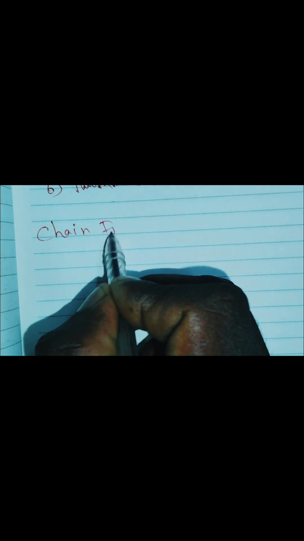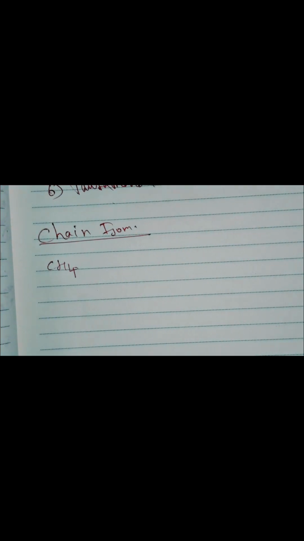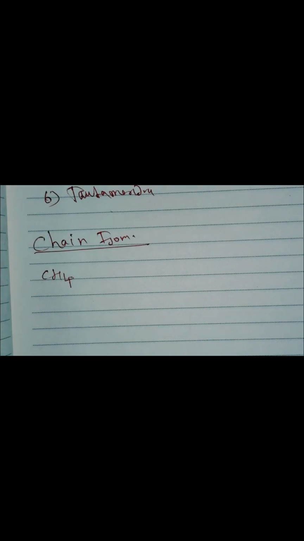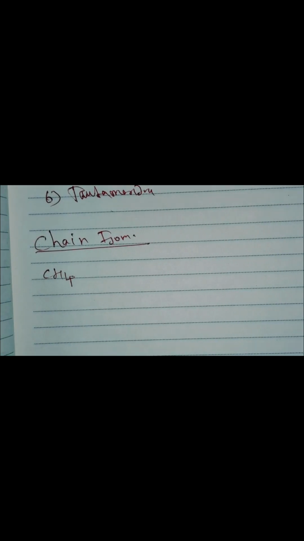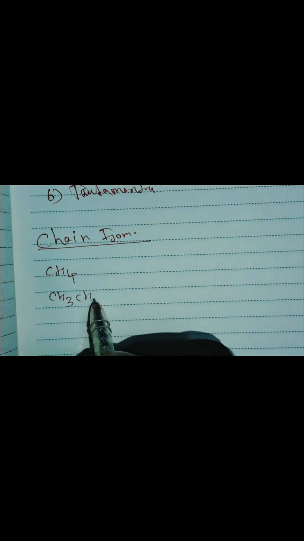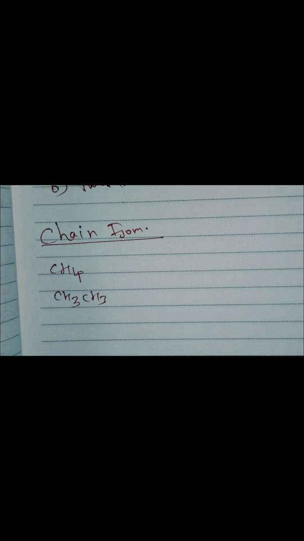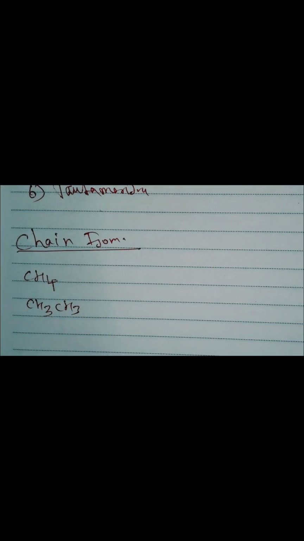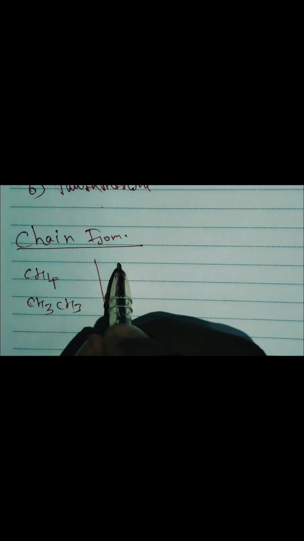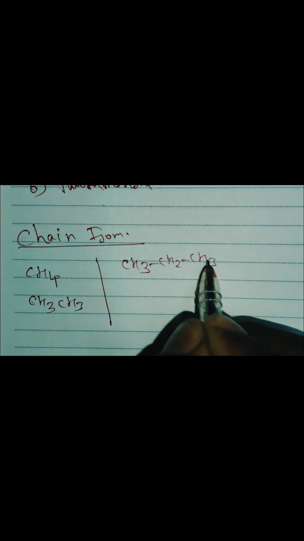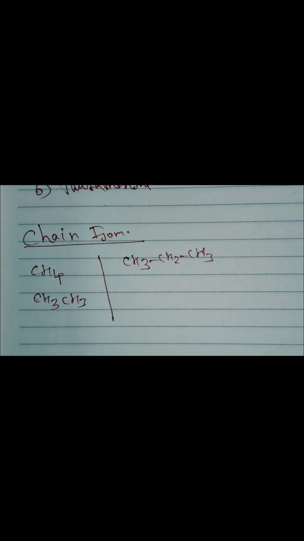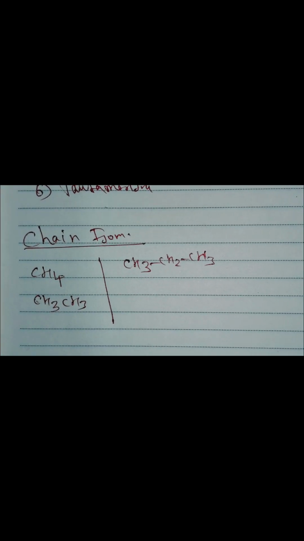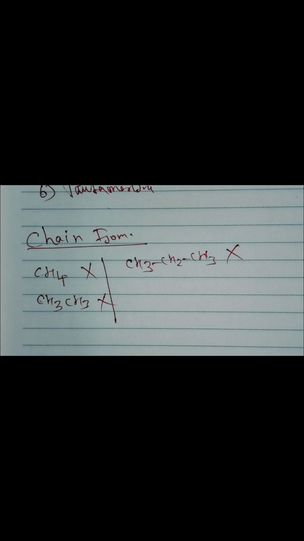The first category is chain isomerism. In chain isomerism, only the chain length is changed. For example, take the methane molecule. Methane is not a chain molecule, so it cannot show chain isomerism. Next, CH3CH3, ethane, also cannot show it because it has only two carbons. Then CH3CH2CH3 also cannot, because only three carbons are present. So methane, ethane, and propane cannot show chain isomerism.